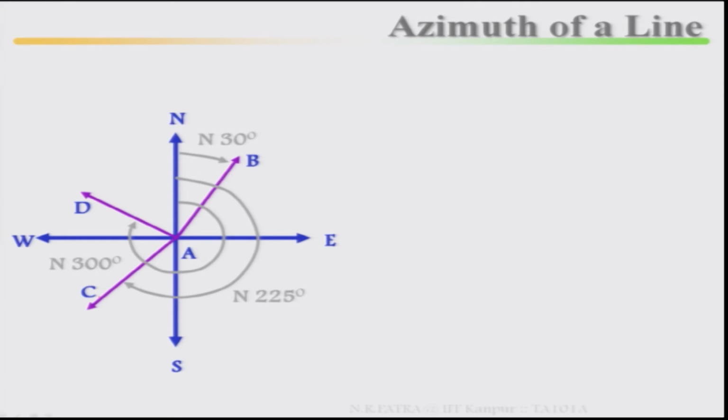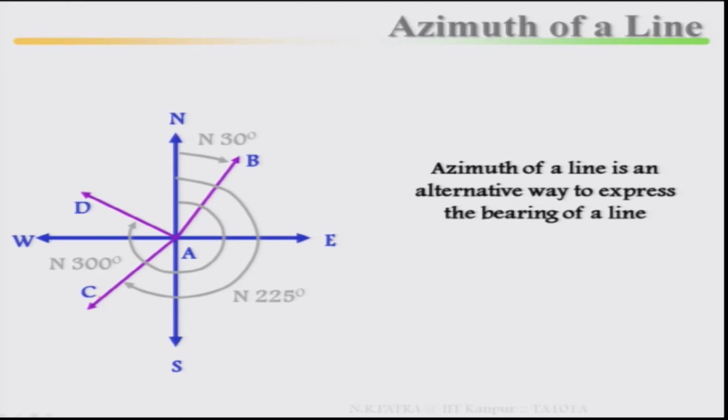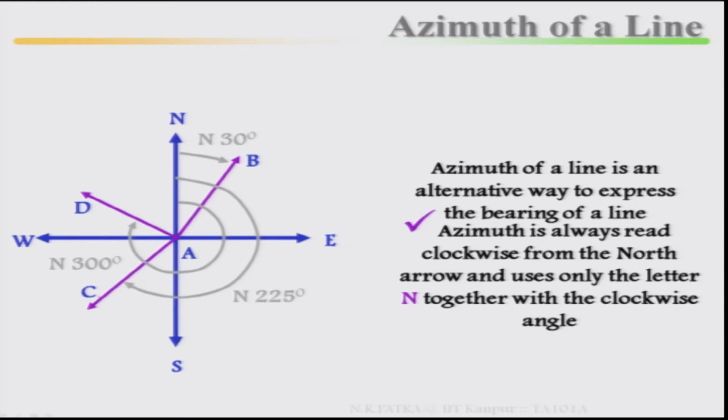Now, the second part is called azimuth of a line. What does it mean? Azimuth of a line is an alternative way to express the bearing of a line. Azimuth is always read clockwise. Remember the difference between your bearing and azimuth. Azimuth is always read clockwise from the north arrow and uses only the letter N together with the clockwise angle. If you take these 4 quadrants, this is your north, this is your east, this is your south, this is your west, and it is always read clockwise from the north.